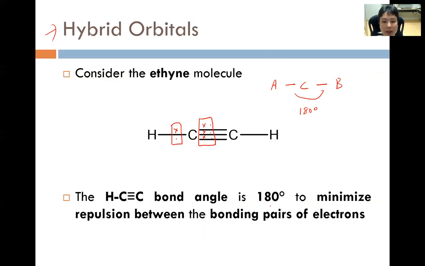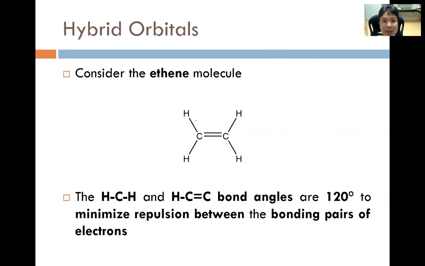So this bond angle is 180 degrees to minimize the repulsion between all the electrons of the molecule around this carbon atom. If we were to consider the ethene molecule, if you look at the number of electron domains, how many sets of electrons are there around it? And the answer is 3: 1, 2, 3. Again, you can show mathematically that the maximum separation for 3 electron domains is in a 120 degrees manner. As a result, the bond angles between HCH and CCH are all 120 degrees. And this again is to minimize repulsion between all the electrons of the molecule.